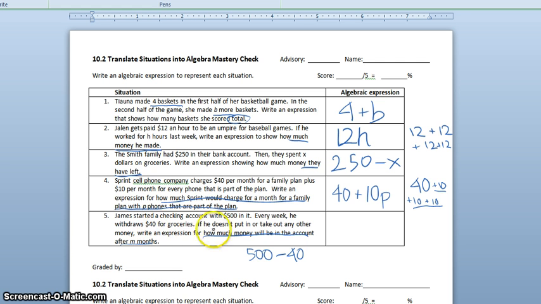Now, that's for 1 month, right? But we want after M months. If he goes another month, he's going to subtract another 40, another month, another 40, and so forth. And so we can see that this is repeated subtraction by 40, and so that actually becomes multiplication as well. We're going to have the starting amount minus 40. Well, how many 40s do we want to subtract? We want to subtract M 40s, the number of months this has been going on. So 500 minus 40M is our answer.